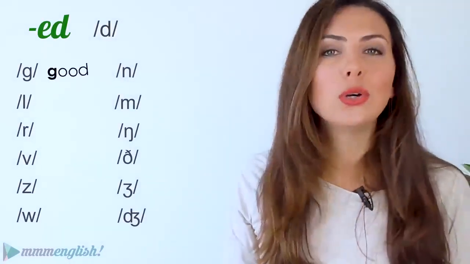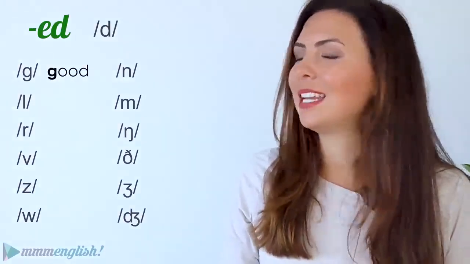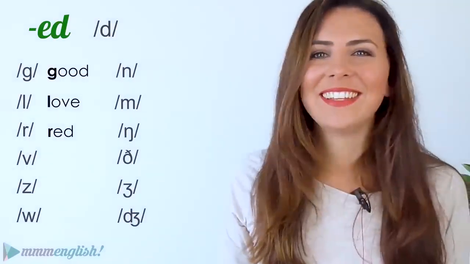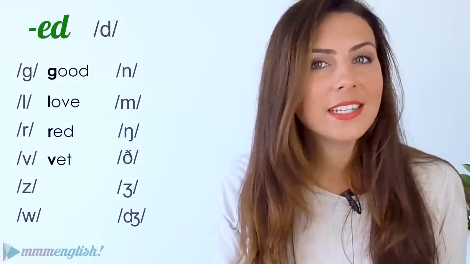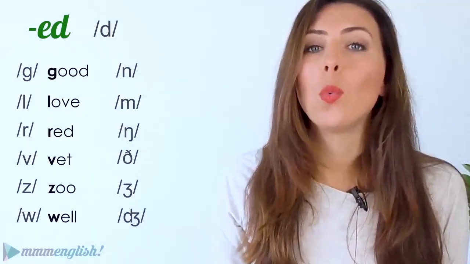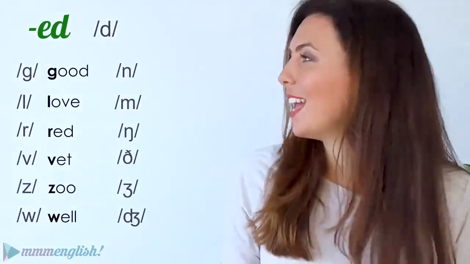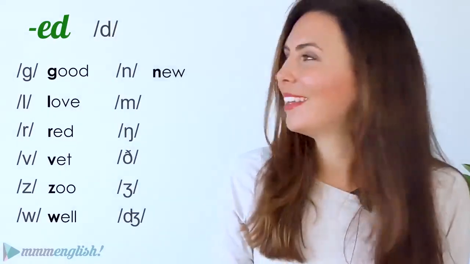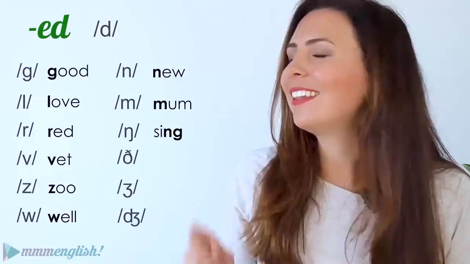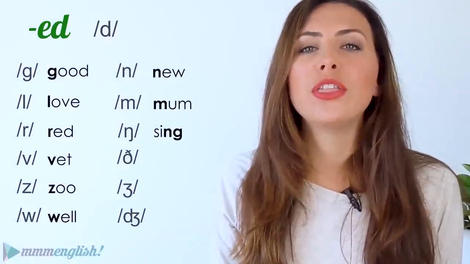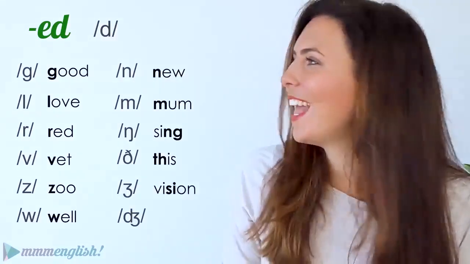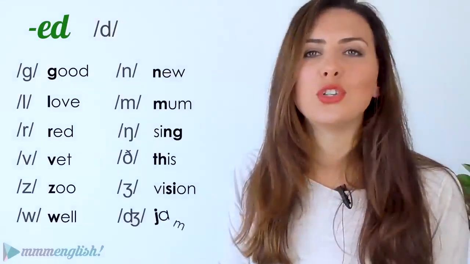G as in good, l as in love, r as in red, v as in vet, z as in zoo, w as in well, n as in new, m as in mum, ng as in sing, th at the end, th as in this, zh as in vision, and j as in jam.